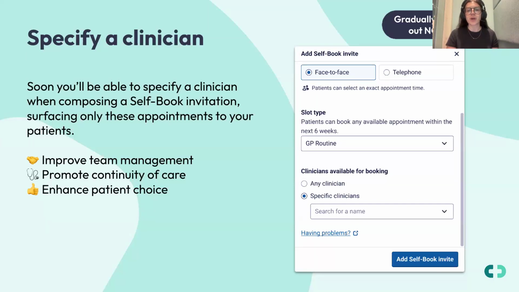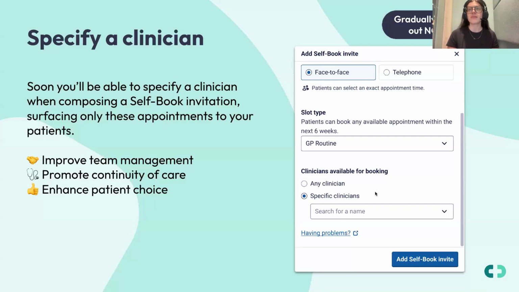Self-Book has been made to work seamlessly with your existing appointment books. So once this has been rolled out to your practice, you'll be able to test drive this feature in 3 easy steps. With a test patient open in your clinical system, you can click on Compose SMS in your Accurx toolbar. You'll then want to select Add Self-Book Link as you usually would and choose your slot type. Then you'll see this new option, as you can see on the screen here, to specify a clinician. This will allow you to specify that clinician and add them in to your Self-Book link when you're adding the invite.